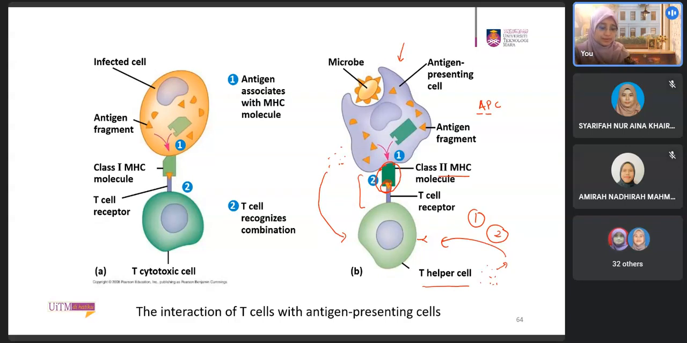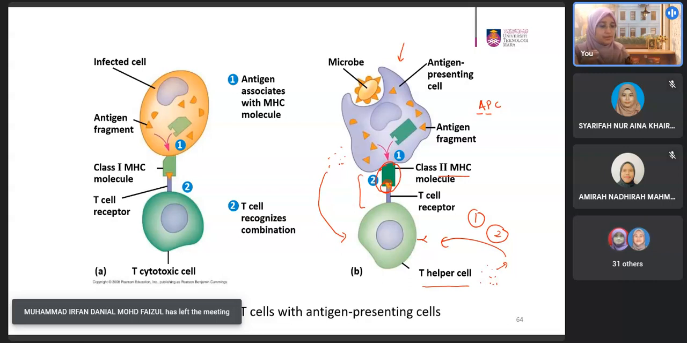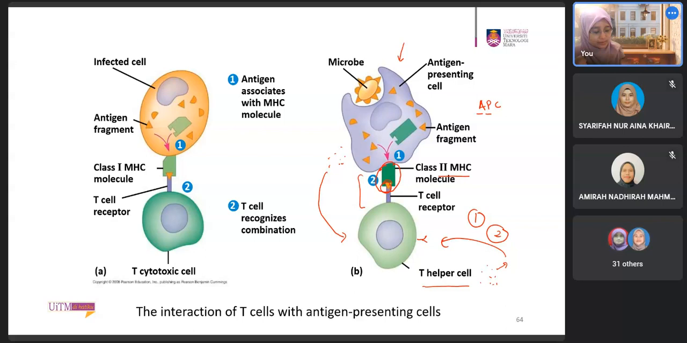It proliferates into many cells, and then differentiates into two different types of cell. The first one is the effector helper T cell, the activated one that works at the time of infection, and the other group of the helper T cell is the memory cells, the memory helper cells.